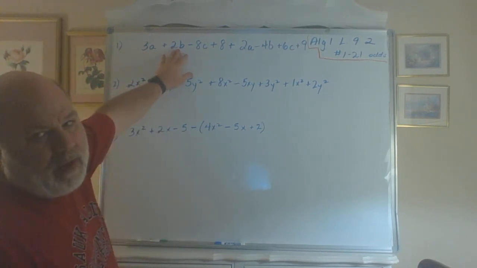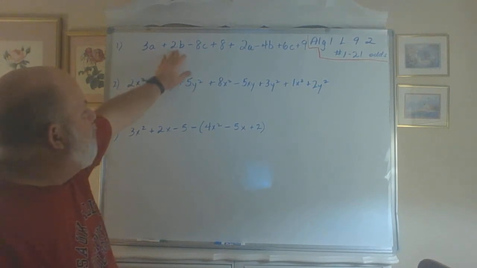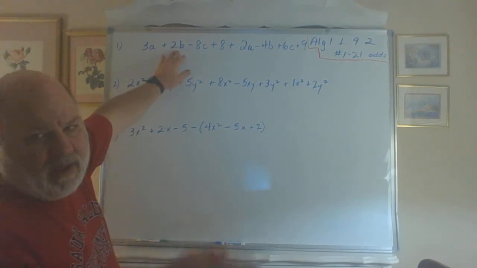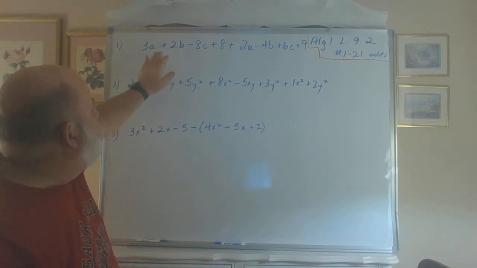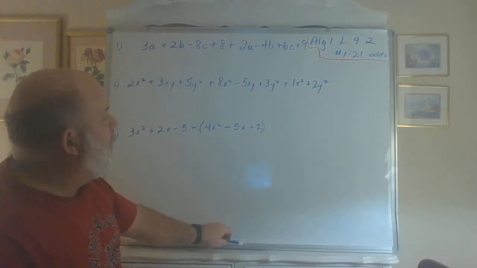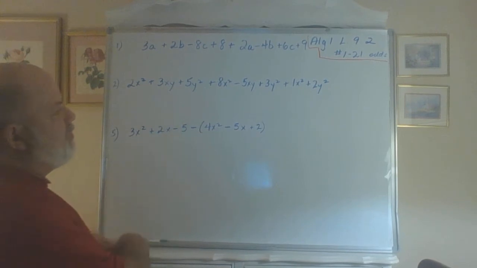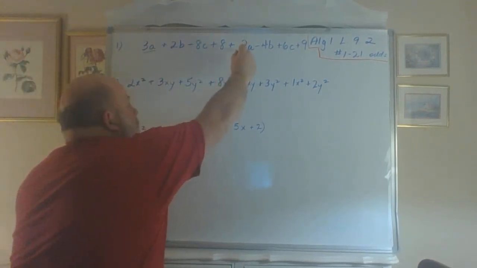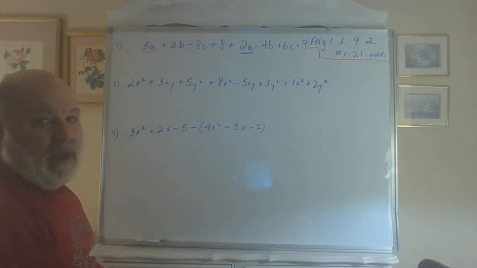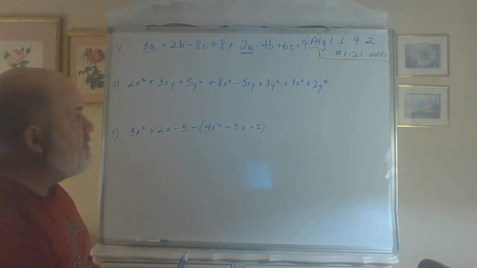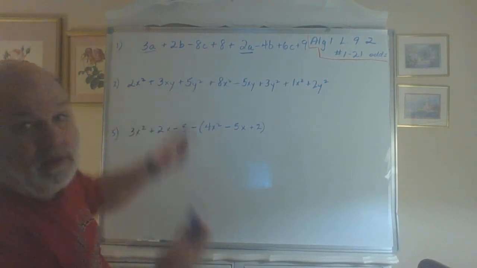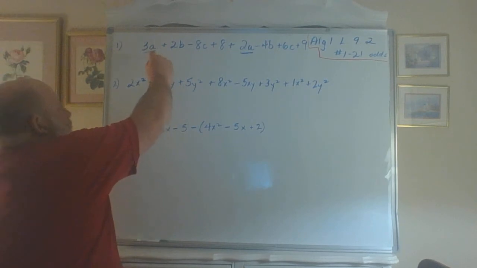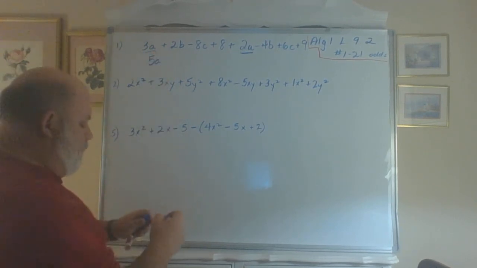It cannot combine with this 2b. 3a plus 2b doesn't give me 5ab or anything like that. The only thing this 3a can combine with is another term with just a letter a. So here's 3a, and there is 2a. Those two can combine. It's basically like saying I have 3 a's and you have 2 a's. Let's put them together. What do we have? We have 5 a's, which we just simply write as 5a.